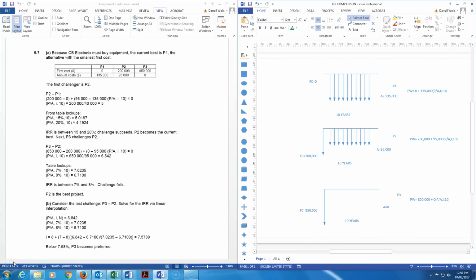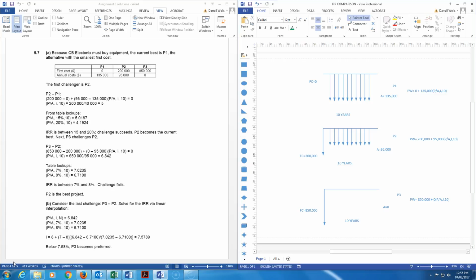G'day folks. Today I want to go over question number 7 on assignment number 5, and it has to do with the incremental rate of return analysis for a company that is presented with 3 different options in order to replace a piece of equipment. So let's quickly go over this problem and see how we go about doing the incremental rate of return analysis for this course.